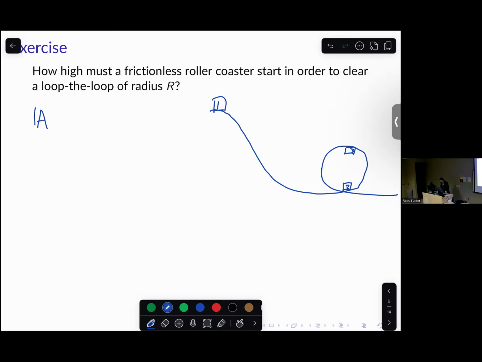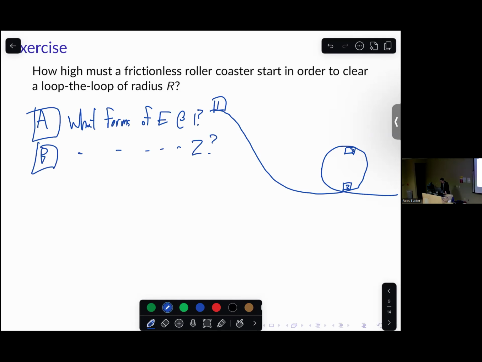Google question A, what forms of E, I should say, at 1. Google question B, what forms of E at 2? Google question C, what forms of energy at 3? Should you tell me the equation? Should you tell me words? Should you write a paragraph? Just the letters, please.